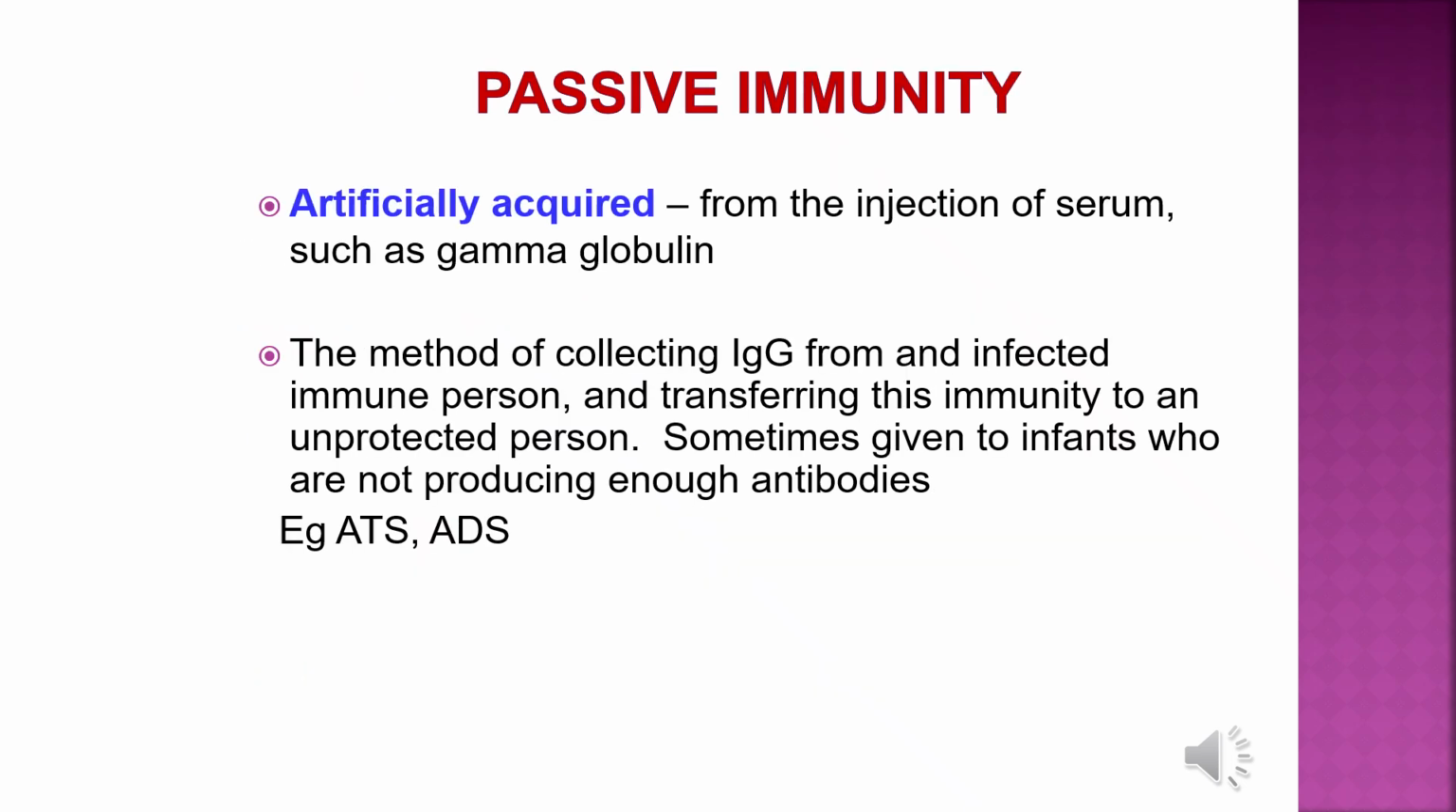Artificially acquired is from the injection of serum such as gamma globulin. It is the method of collecting IgG from an infected, immune person and transferring this immunity to an unprotected person, sometimes given to infants who are not producing enough antibodies. Examples are ATS and ADS, that is anti-tetanus serum and anti-diphtheric serum.